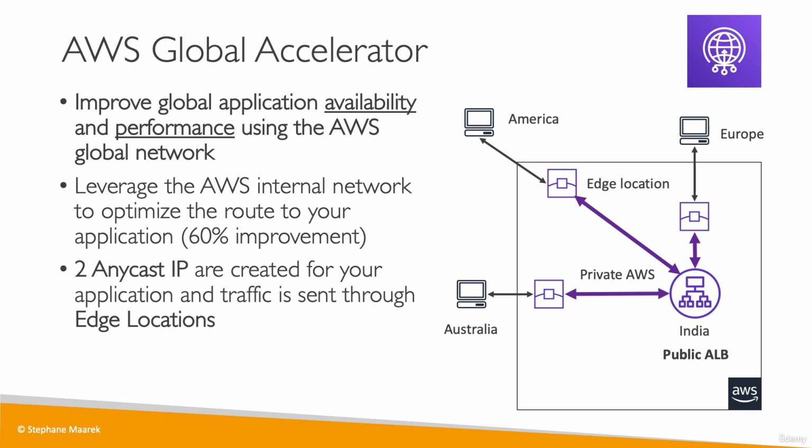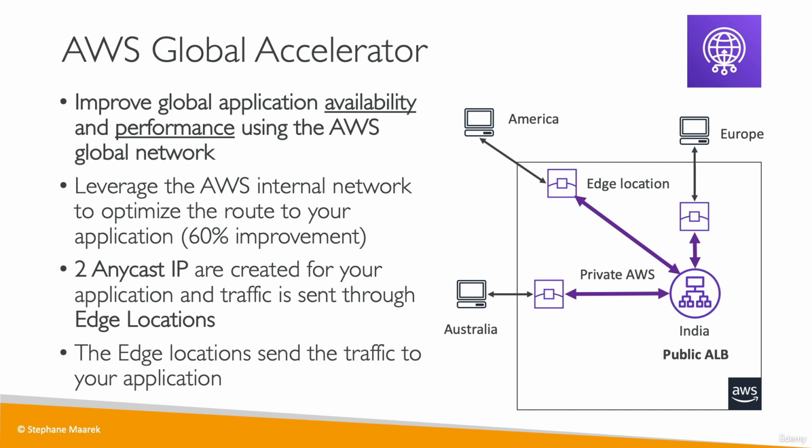On top of it, you only access your application through two static IPs called Anycast IP, and then using the static Anycast IP, you will be redirected automatically to the correct edge location. And then the edge location, as I said, will be sending the traffic to your application.